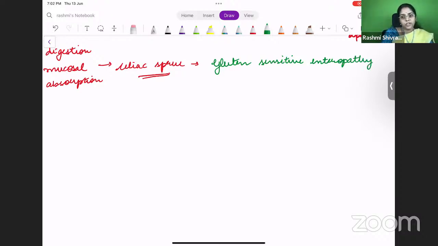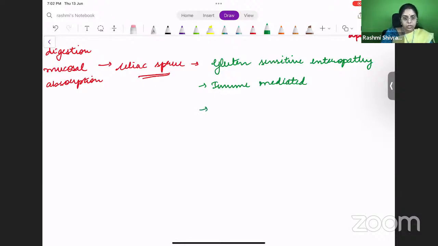So I think now you must be knowing the answer. You should be measuring the tissue transglutaminase antibody levels, right? So that is the answer for this question, but we'll discuss something about celiac sprue. Gluten-sensitive enteropathy is an immune-mediated inflammation, right? So what is it characterized by?